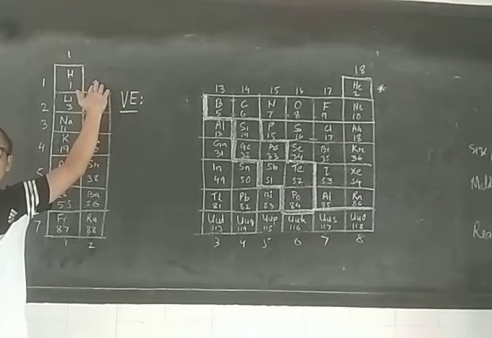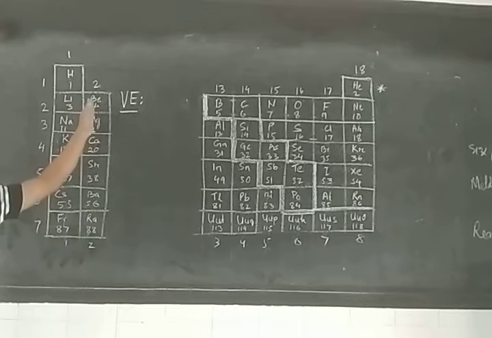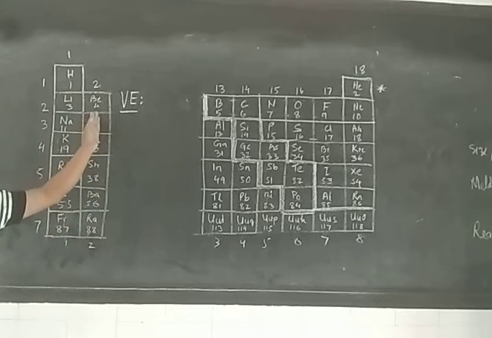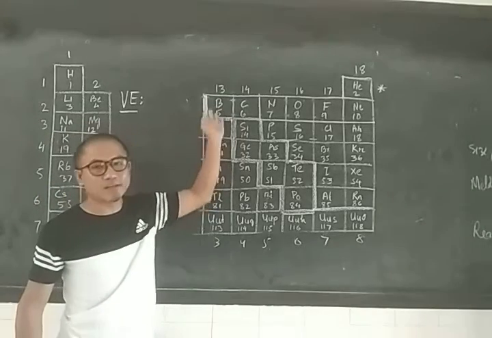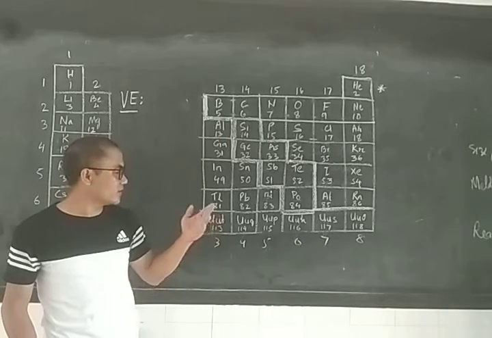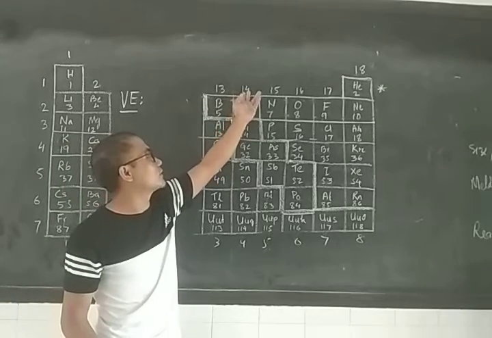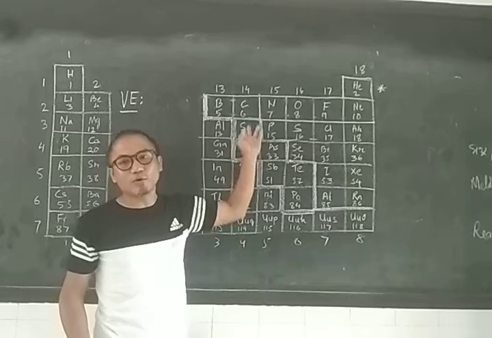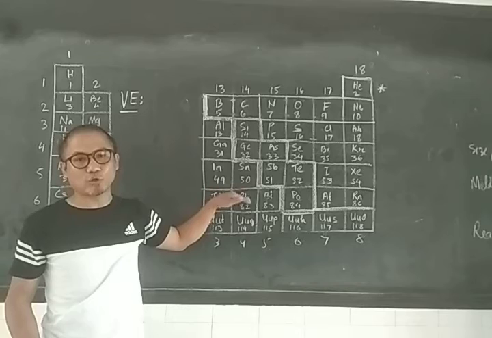The second group, they have two valence electrons. You already know. As we move down, whether it's beryllium, magnesium, or calcium, it will have two valence electrons. That means it does not affect. Same case here, boron, aluminium, gallium. This group will have three valence electrons. And here group 14, carbon, silicon, germanium, all will have the same. If we move down, the valence electron will not change.